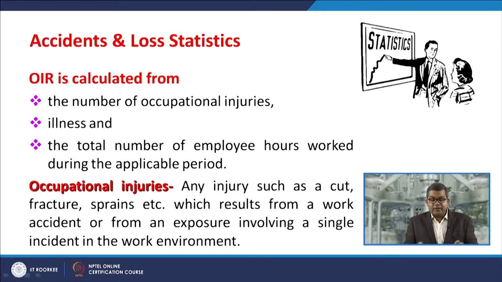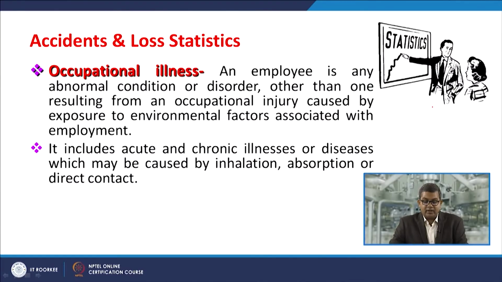There are certain things related to occupational injuries. Any injury such as a cut, fracture, sprain, etc., which results from a work accident or from an exposure involving a single incident in the work environment. This is the standard definition for occupational injury. Occupational illness of an employee is any abnormal condition or disorder, other than one resulting from an occupational injury, caused by exposure to environmental factors associated with the employment. It includes acute and chronic illnesses or diseases which may be caused by inhalation, absorption, or direct contact.